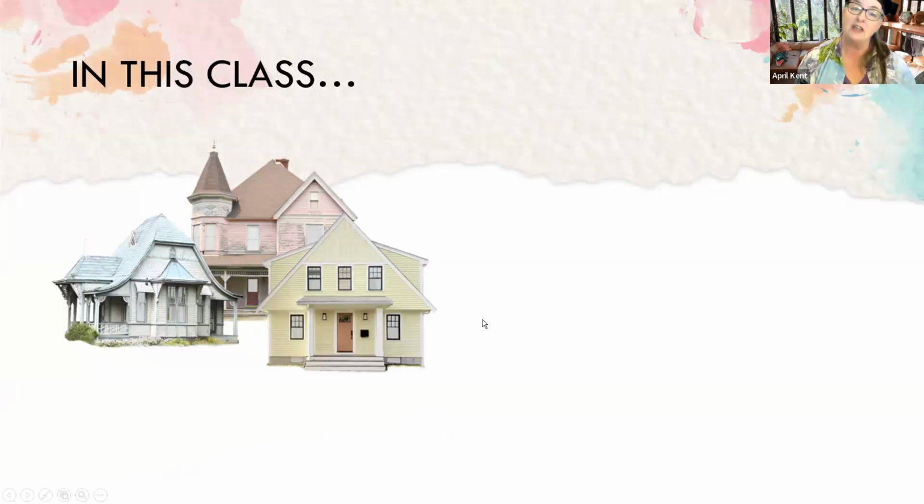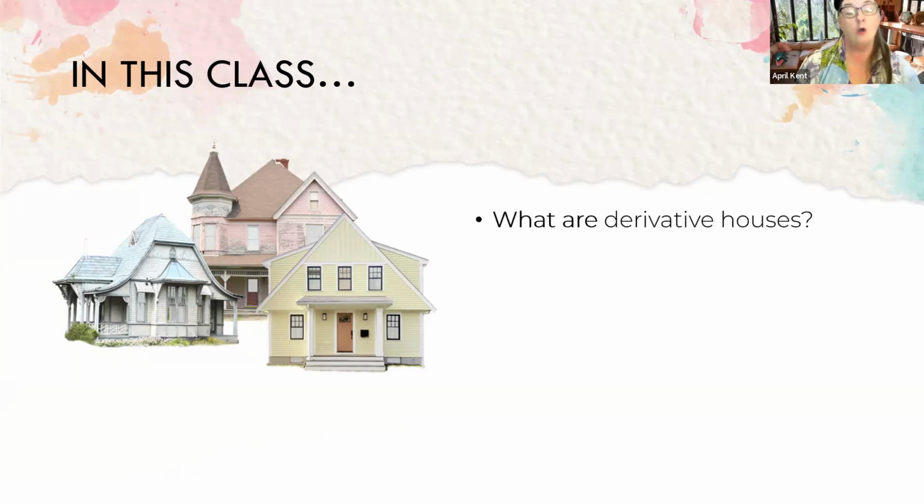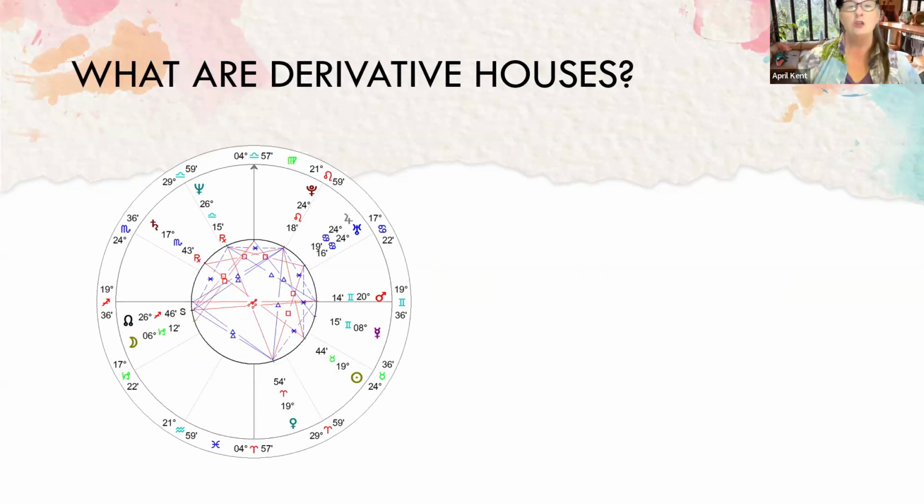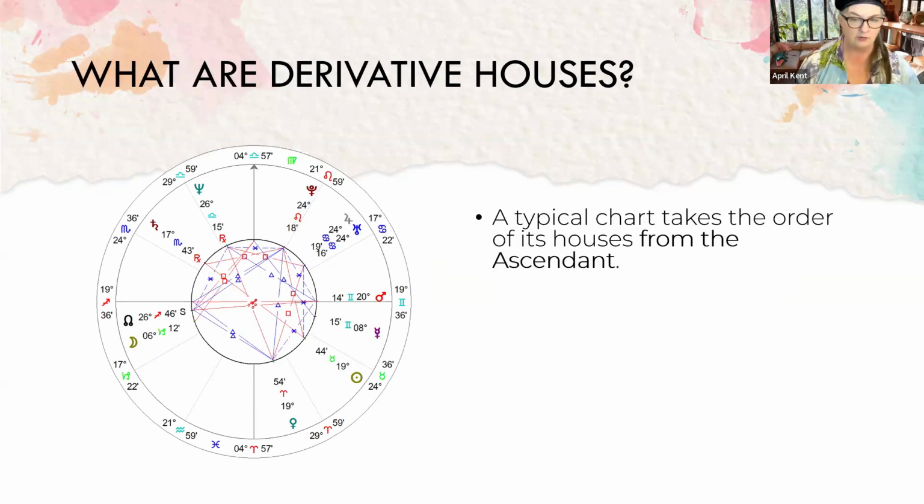Okay, so what we're going to cover today are what are derivative houses, or as I accidentally wrote it on a couple of emails, "derivative." I don't know what was happening to my fingers. How the technique is useful in a practical sense, types of derivative houses, and a lot of examples of this technique in use. So what are derivative houses?